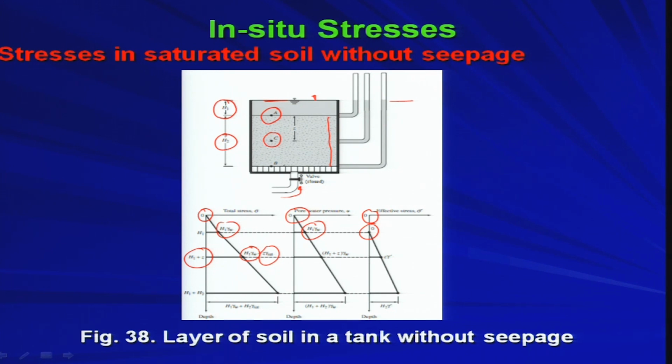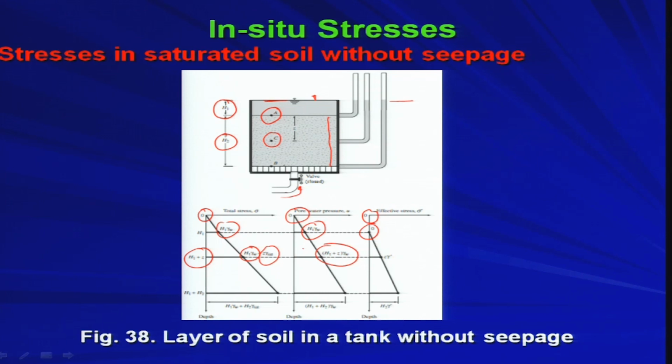If you try to find out the pore water pressure at that location, that will be simply h1 plus z into gamma w, because the water table height is h1 plus z. So the pore water pressure will be simply h1 plus z into gamma w. The relation is linear, so of course you are connecting all the points with a linear line.